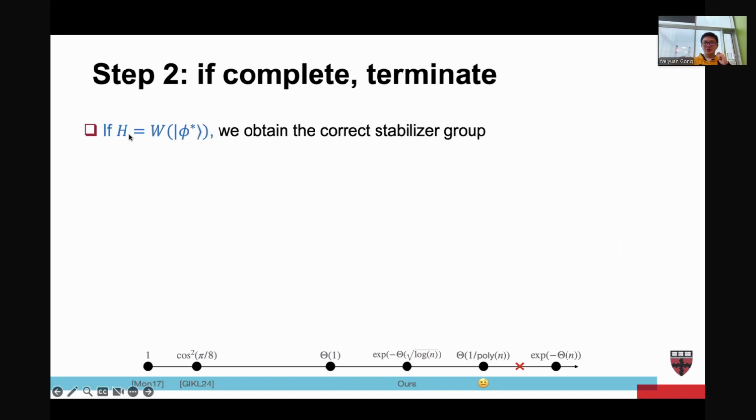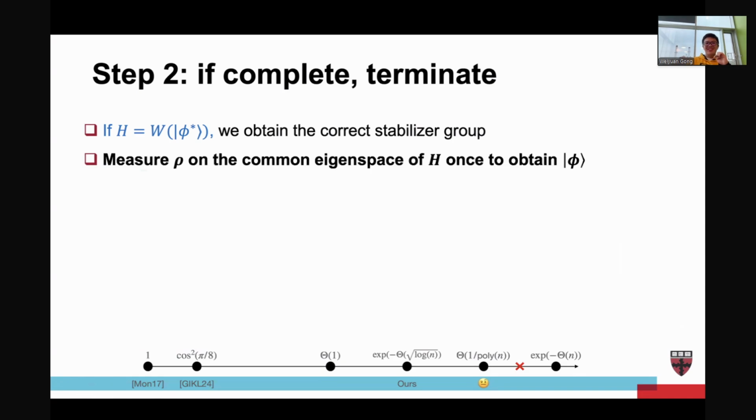If H really forms a stabilizer group, then we are done. And this case is really lucky. Like if H contains all the stabilizer bases, then we are done. But in this case, we're really lucky. And how to get the state phi? We only need to measure the unknown rho on the common eigenspace of H once to obtain a stabilizer state phi.